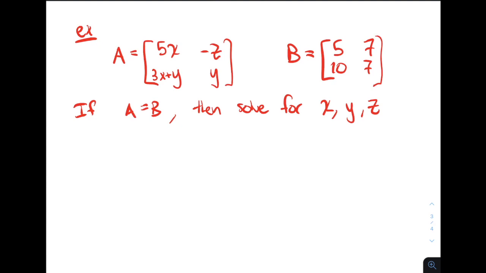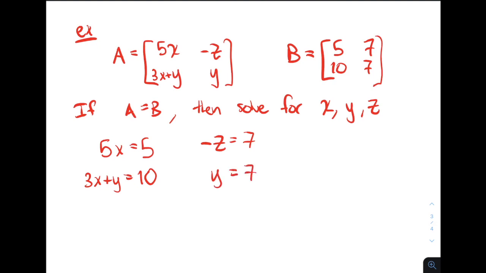Because A and B are equal, we know a variety of things. We know that 5x equals 5, negative z equals 7, 3x plus y equals 10, and y equals 7. This again comes from the fact that corresponding entries are equal. From this knowledge, we might be able to find that x equals 1, y equals 7, and that z equals negative 7.